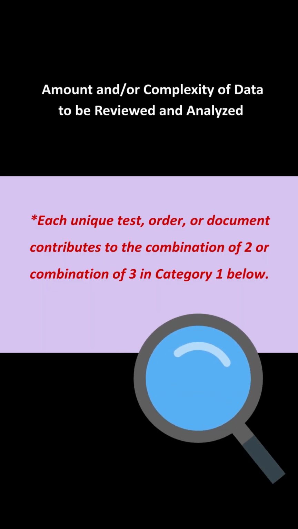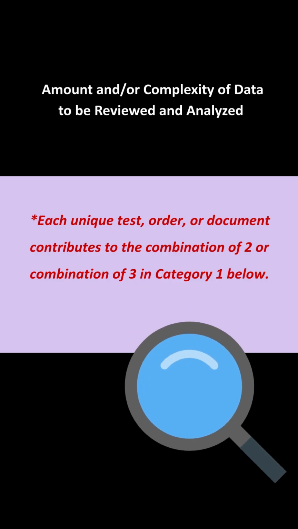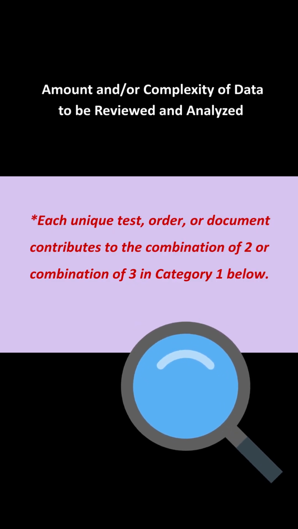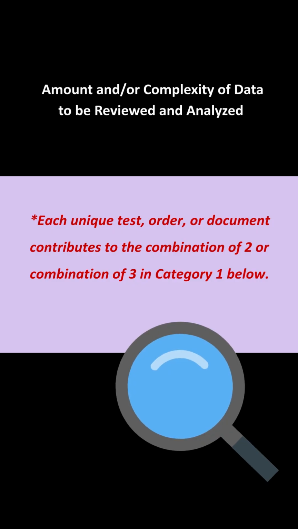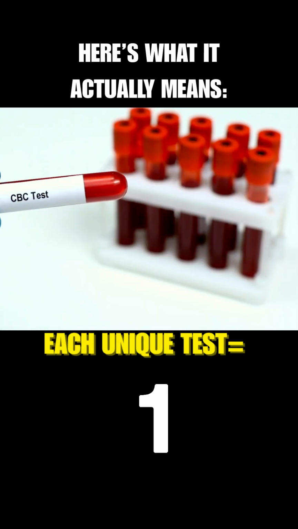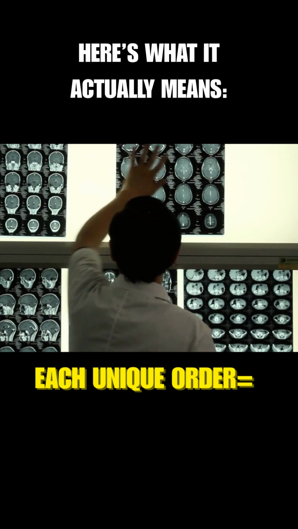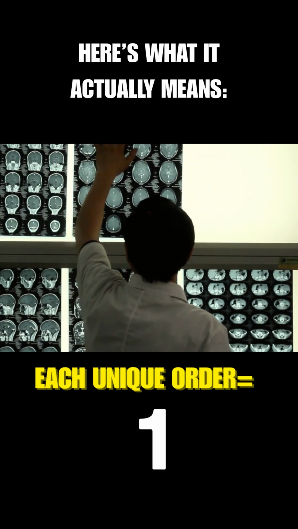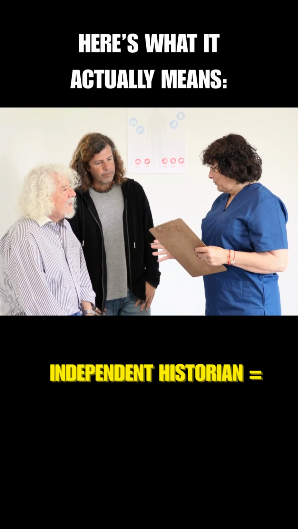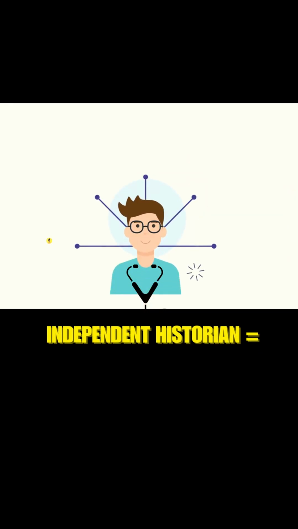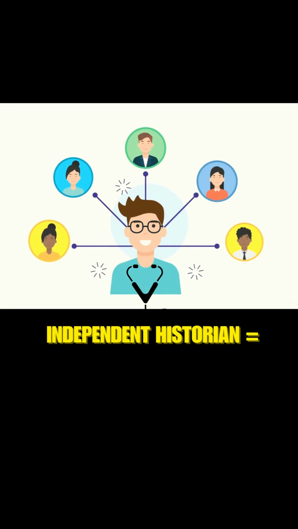You see this little asterisk under the column title? It says each unique test, order, or document contributes to the combination of 2 or the combination of 3 in category 1 below. What? Here's what it actually means. Each unique test equals 1. Each unique order equals 1. Each independent historian, well, that's a little different. A physician can contact multiple independent historians, but the total count remains a single 1 point.